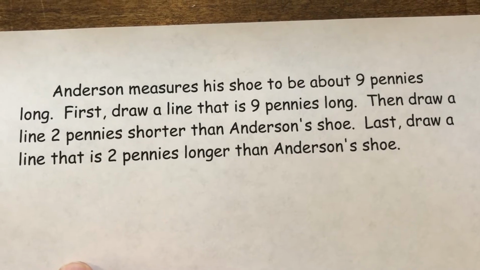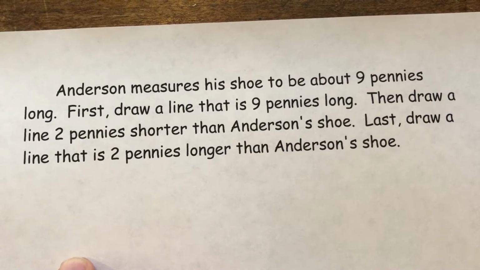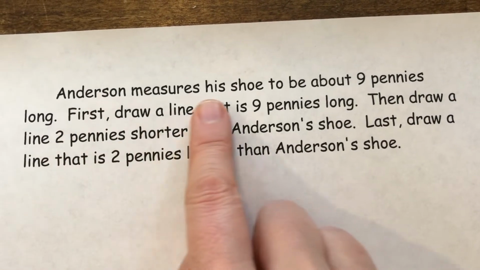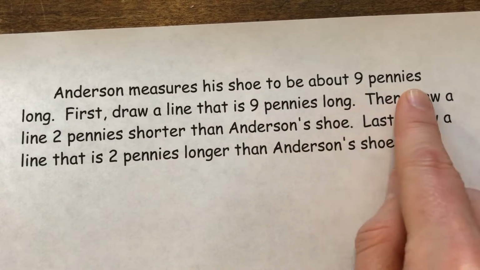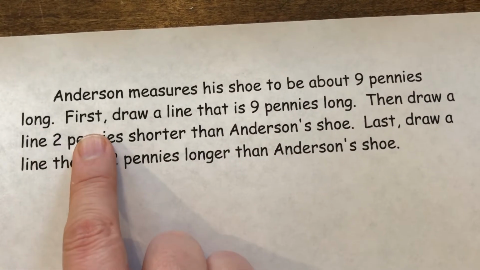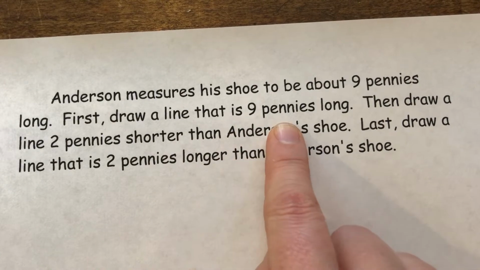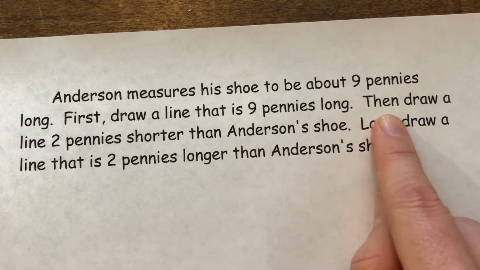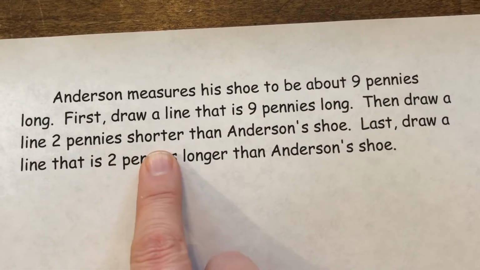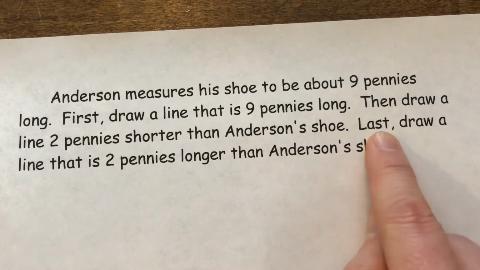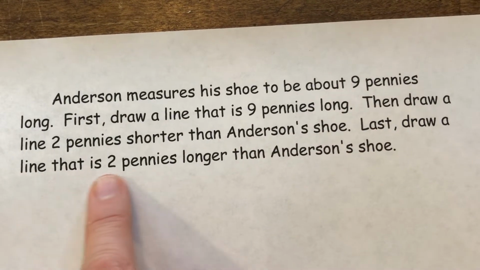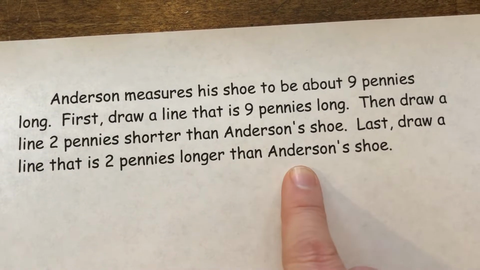All right, my friends, let me read it to you the first time, and then you read it with me the second time. Anderson measures his shoe to be about 9 pennies long. First, draw a line that is 9 pennies long. Then, draw a line 2 pennies shorter than Anderson's shoe. Last, draw a line that is 2 pennies longer than Anderson's shoe.